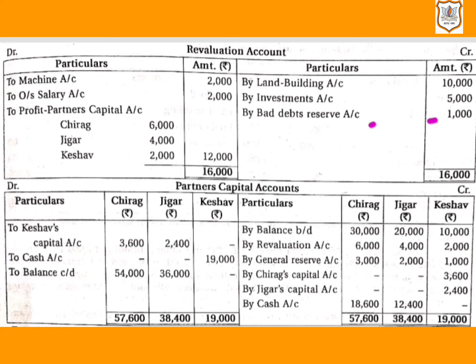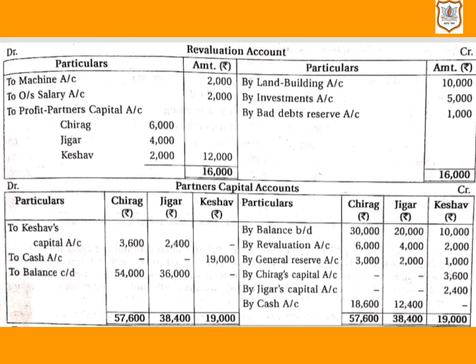As in the old balance sheet, bad debt reserve is shown at rupees 2,000 and our new value of bad debt reserve is 1,000. That means here bad debt reserve is decreasing by rupees 1,000. So it's a kind of profit. So we will record it on credit side of revaluation account. Then next point, point number 5th.